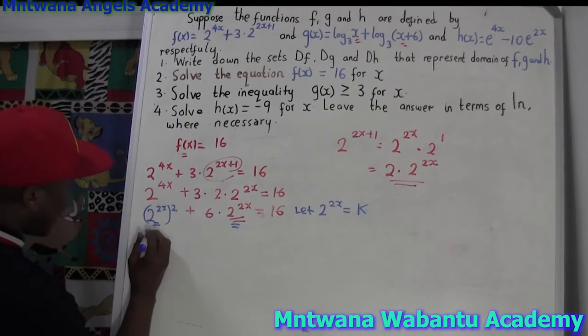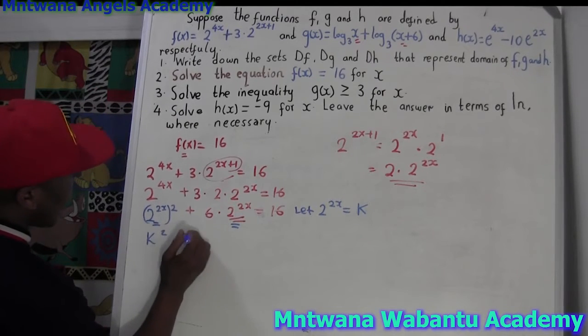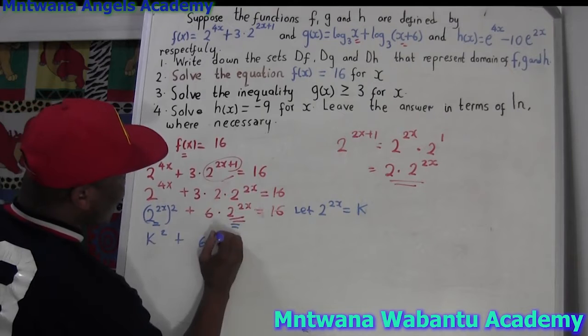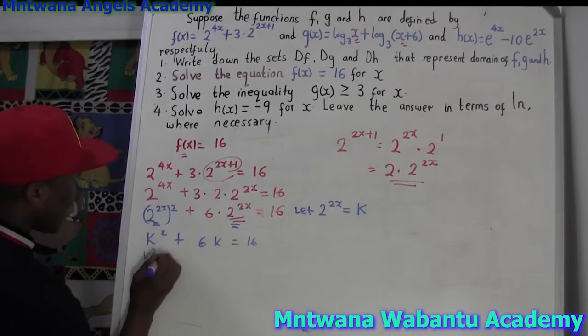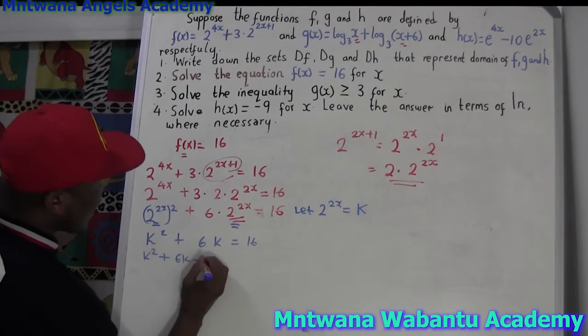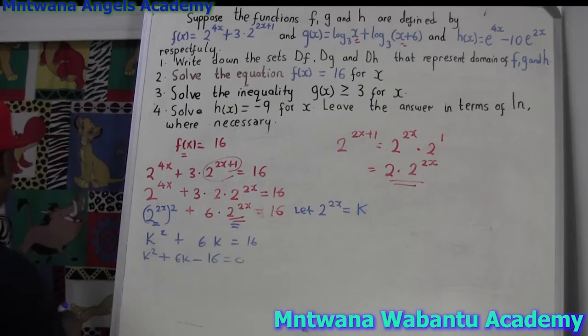So instead of this, I'll say k here but there's a square, plus this is going to be 6, and this is going to be k equals 16. So you see it's quadratic. This is going to come back. So k squared plus 6k, come back here, minus 16 equal to 0. So for that case, this is a normal quadratic. If it's a normal quadratic, I can use the general formula. Okay? Use the general formula here.